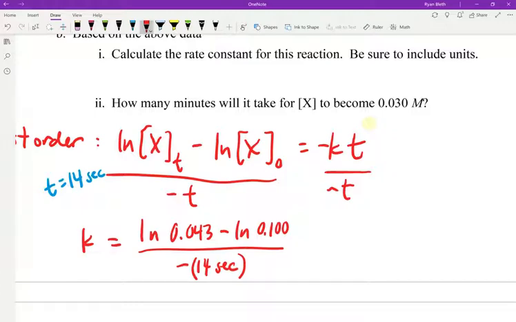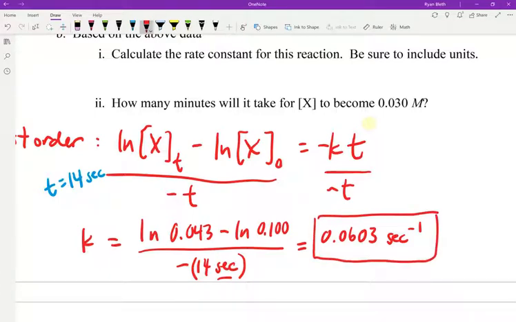So I just plugged in my calculator. Let's see here. Let's say natural log of 0.043 minus the natural log of 0.1 divided by negative 14. It gives me an answer of 0.0603, and then the units on that will be, since I've got nothing but seconds in my denominator here, seconds to the negative 1. That'll be my units. My k value, and that's my value for k.